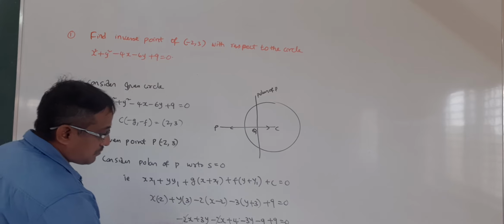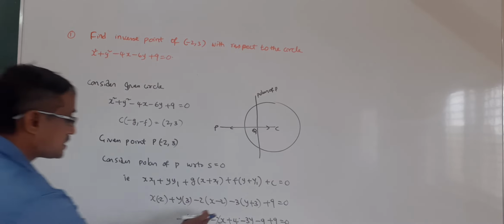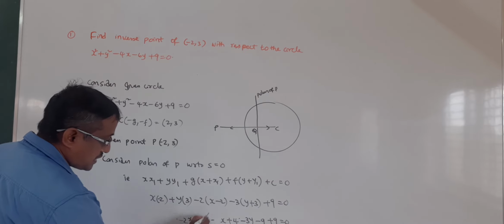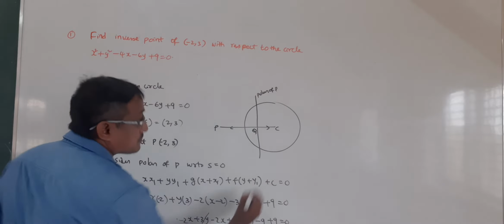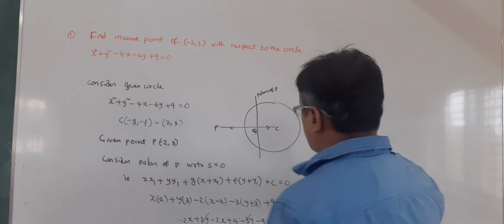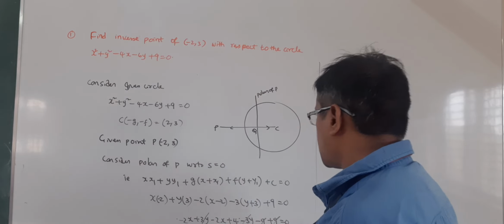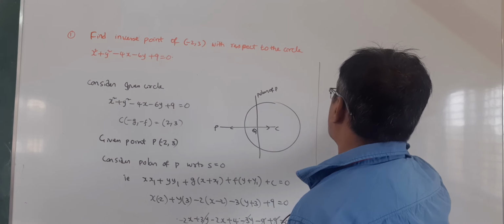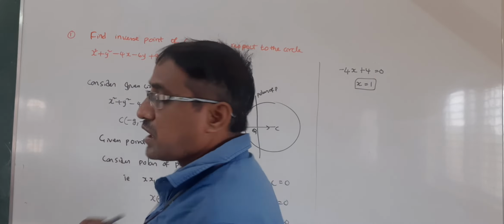So for the polar of P, here 3y minus 3y will be cancelled. So minus 4x, 9 minus 9 cancelled, plus 4 is equal to 0. So x is equal to 1. This is the polar of P.